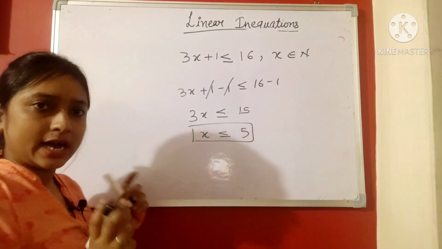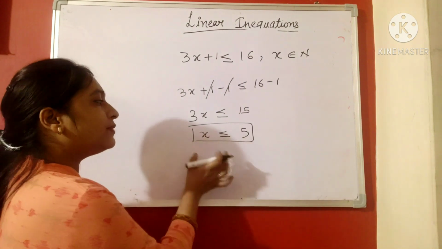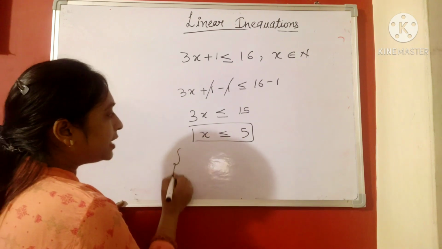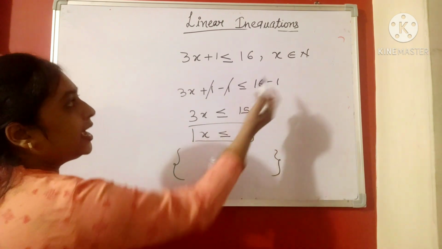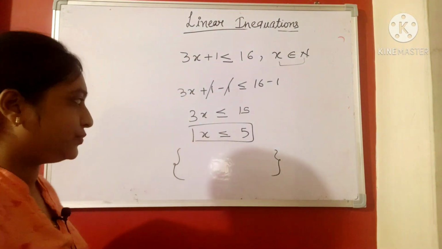Now this is the answer. But this is not the final step. Right, this we have got the value of the condition for x, we can say. So solution set we have to write x belongs to natural number and x is less than equals to 5.